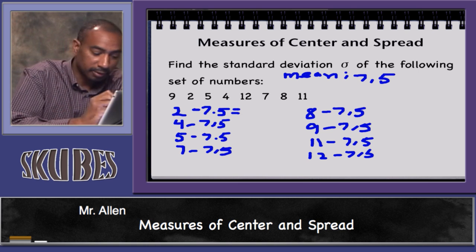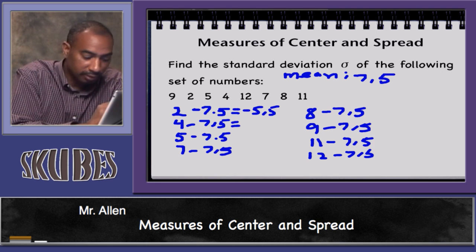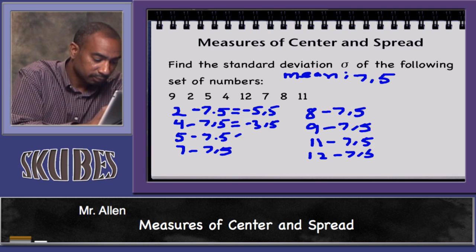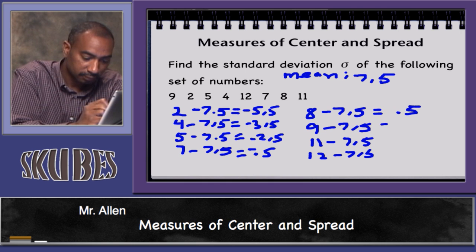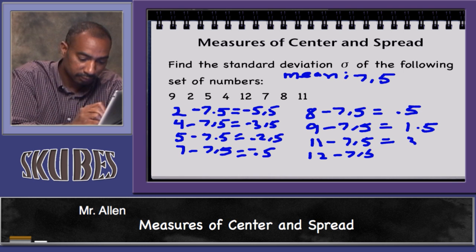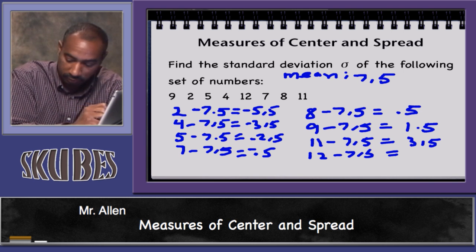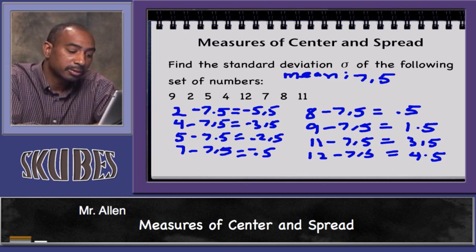All right, so when you do that, this is going to be negative 5.5. This is going to be negative 3.5. This is going to be negative 2.5. And this is going to be negative 0.5. And this is positive 0.5. You're going to get 1.5 here. Difference between 11 and 7.5 is going to be 3.5. And then you're going to get 4.5. All right, and then the next step is to square the results.